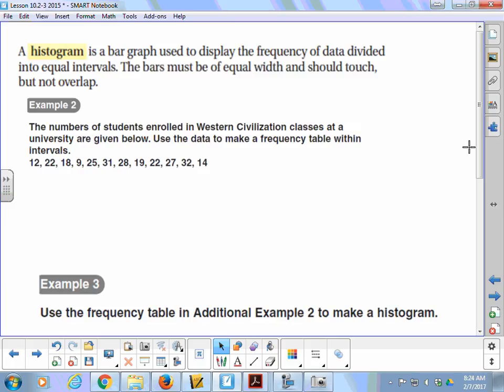When we make a frequency table, we have to look at the numbers that we have and divide them into intervals that fit nicely for the bars of our histogram. So here we have the number of students enrolled in Western civilization classes at a university given below. Use the data to make a table with intervals. So once again, the first thing we want to do is rewrite them in order from smallest to largest.